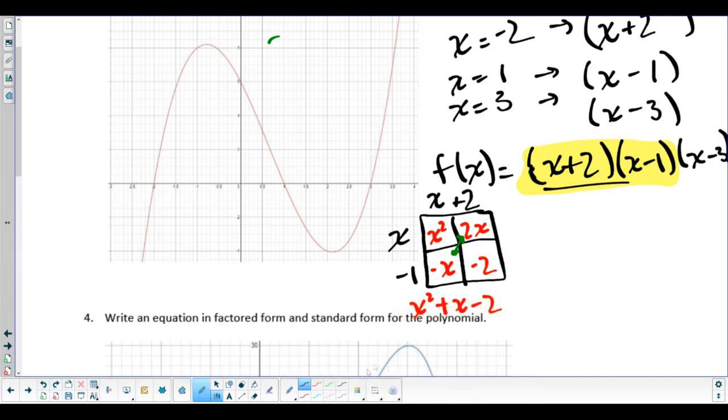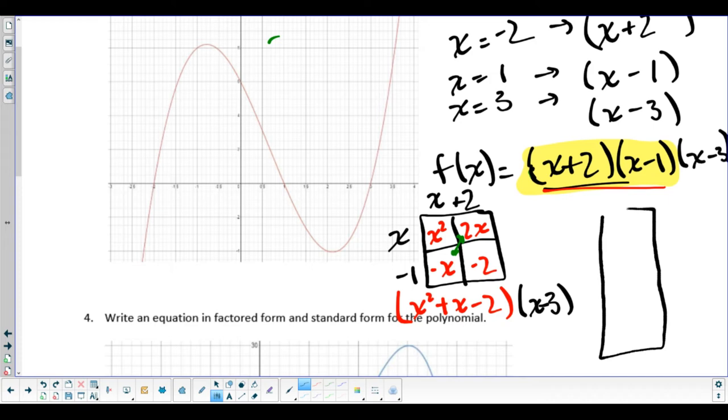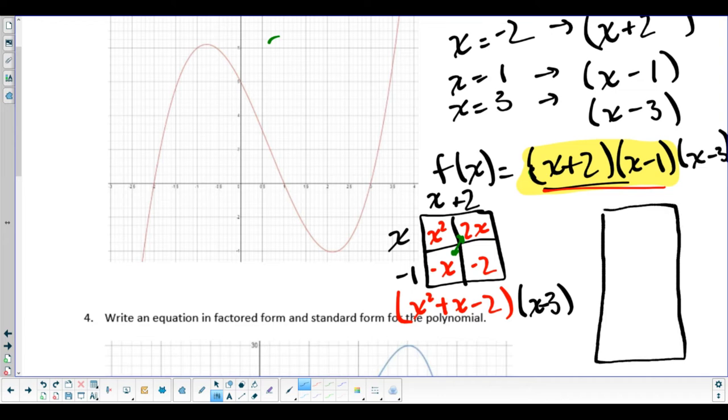Which means my second step, if I want to rewrite this in standard form, is to take this polynomial, x squared plus x minus 2, which once again is the same thing as this, and multiply it by x minus 3, right? Which means I need a new area model. I'll do a 3 by 2, or 2 by 3. I actually don't know which one's which. Do you normally start with the width or the length? I need to make it bigger too. Like this, and like this. There we go. I need two spaces for my x minus 3, right? This thing right here.